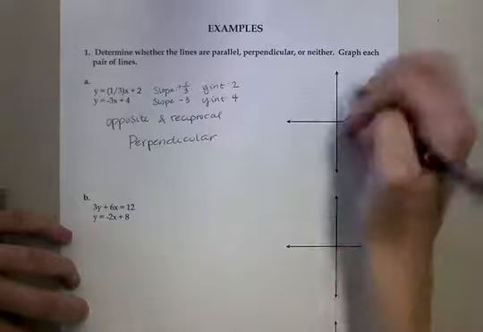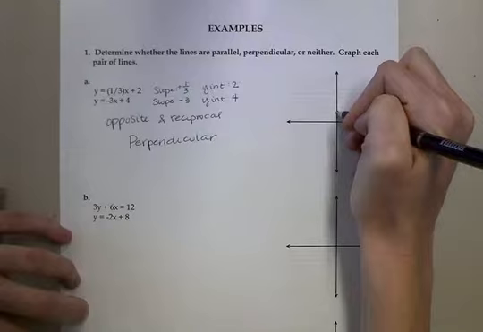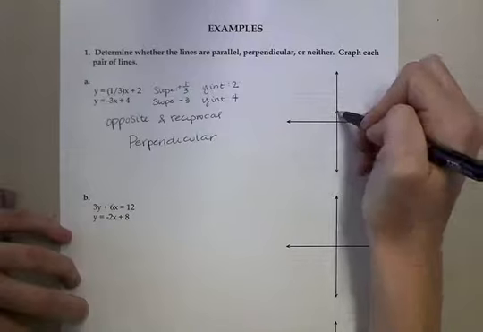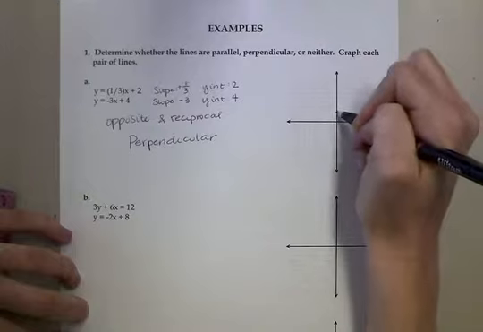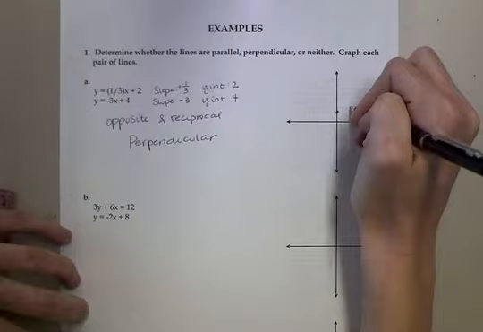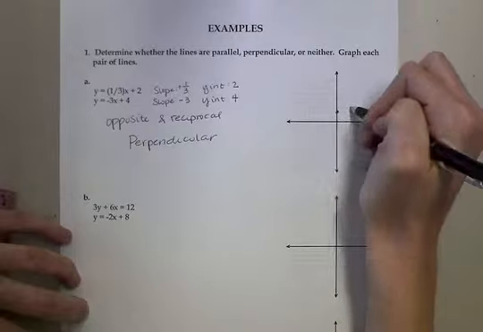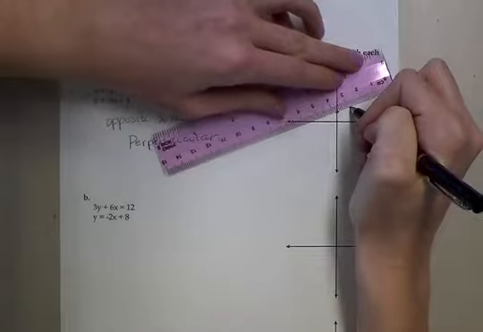So our y-intercept is 2, so from the origin point we're going to count up 2, where the line is going to cross the y-axis at 2. We're going to use our slope. Our rise is 1, our run is 3, 1/3, so we're going up 1, running 3. Okay, let's go ahead and draw our line.